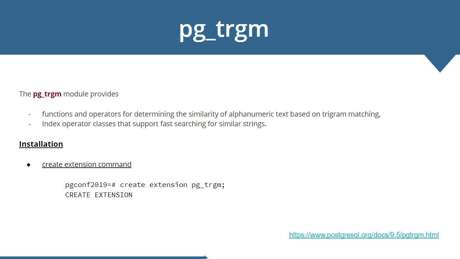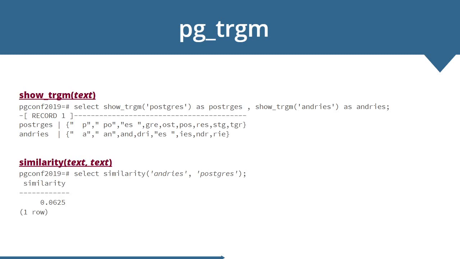This is also a straight out-of-the-box installation. You would just do create extension pg_trgm, and your extension is good to go. No need to restart servers, no need to do anything. This, however, you need to do on all of your databases that you want to use it on. It doesn't give you any views or any new data types or stuff like that. It gives you new functions.